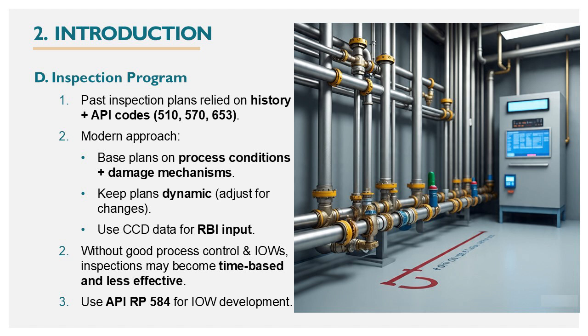Inspection program development in this Corrosion Control Document or CCD system considers the following factors. Number 1, past inspection plans relied on history and API codes 510, 570, and 653. Number 2, modern approach, base plans on process conditions and damage mechanisms. Keep plans dynamic, adjust for changes, and use CCD data for RBI input. Number 3, without good process control and IOWs, inspections may become time-based and less effective. And number 4, use API RP 584 for IOW development.